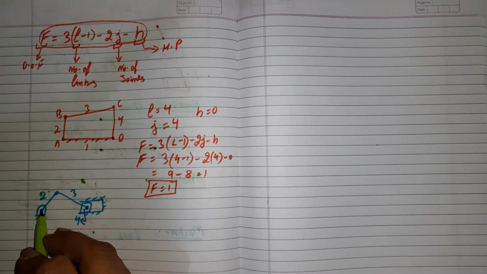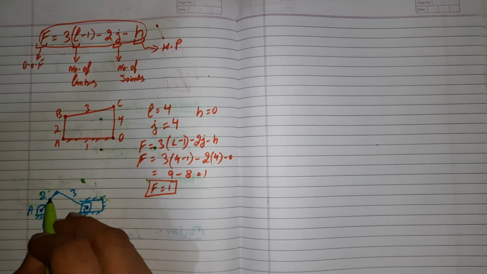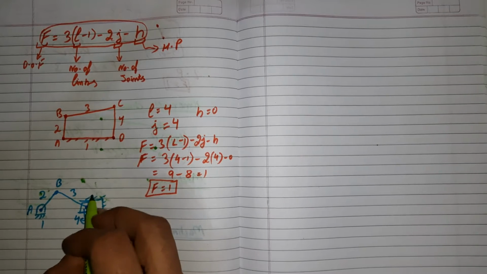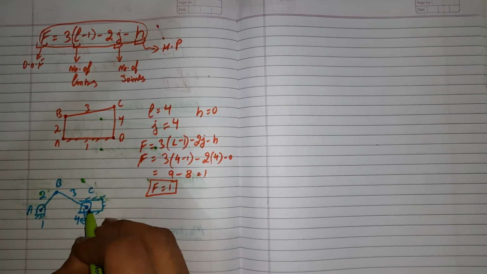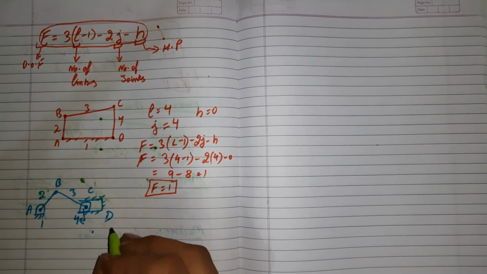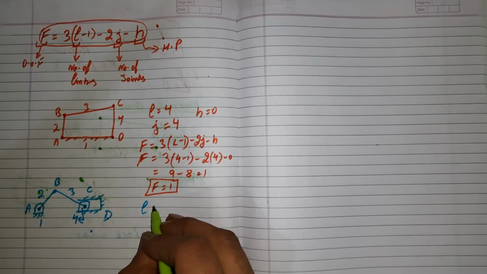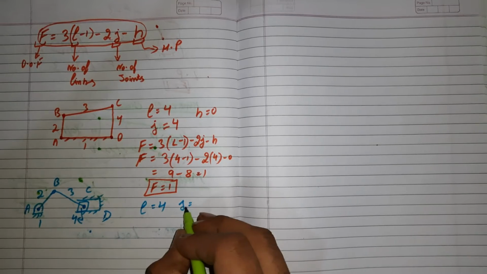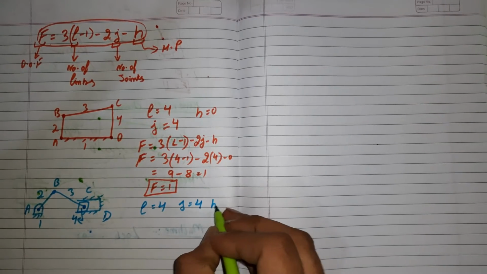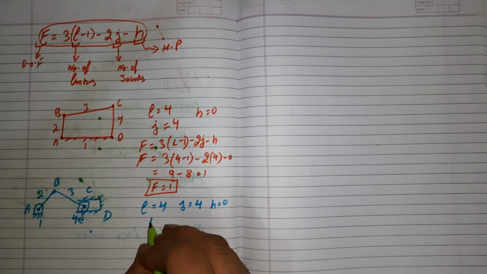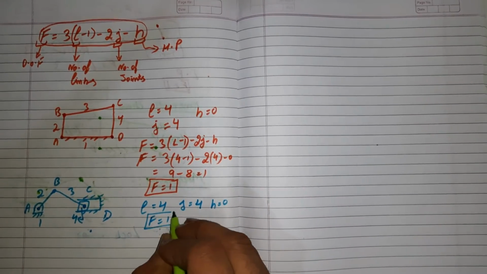Now here it forms a turning pair. Link 1 and 2 form a turning pair A. Link 2 and 3 form a turning pair B. Link 3 and 4 form a turning pair C. And link 4 and 1 form a sliding pair D. Now L here is 4. Similarly J is also 4. Higher pair is not present here, so 0. Now F is 1 for this mechanism also.